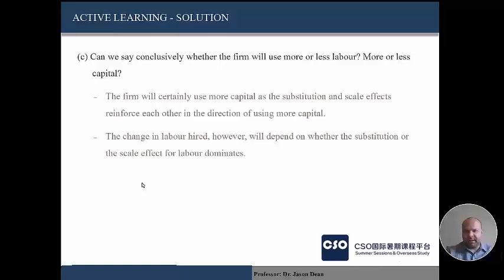And so that leads into the answer for C. It's saying, can we say conclusively whether the firm will use more or less labor? Well, no, we can't, because the scale and substitution effect are working in the opposite direction. We would need to know specifics about the firm's cost structure. And capital, for sure we can say that it will increase.